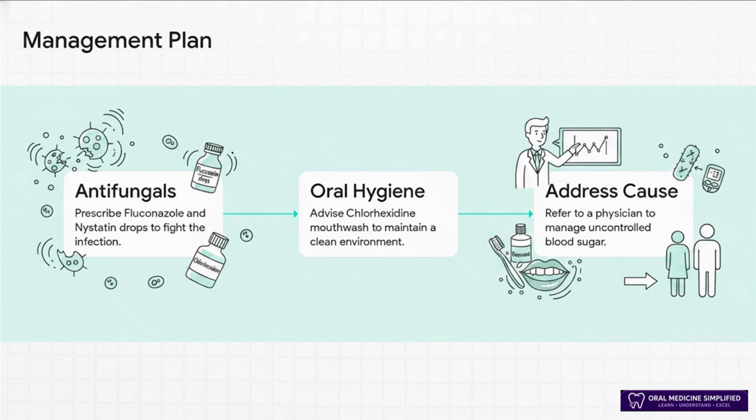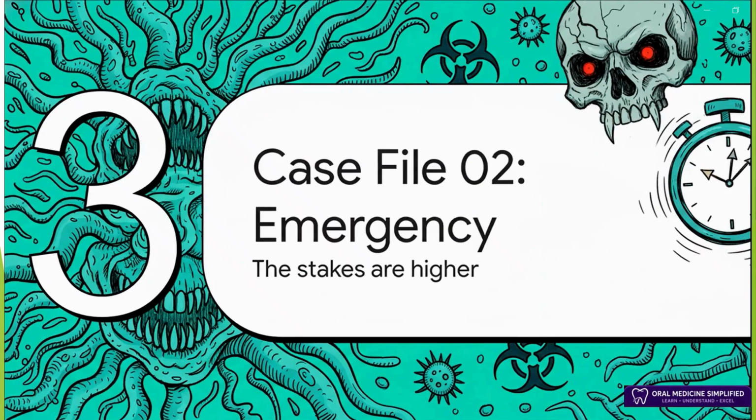Now, management. Simple in principle, but must be systematic. 3 steps, 3 targets. First, eliminate the fungus: topical nystatin or systemic fluconazole. Second, correct the local environment. Improve oral hygiene by using medicated mouthwash and reducing the fungal load. And third, the most important step: fix the root cause. Because if you don't, this will come back. So you refer him. Strict glycemic control, because diabetes is the real driver here. And just like that, case 1 is done. Controlled, predictable, manageable. But now everything changes.